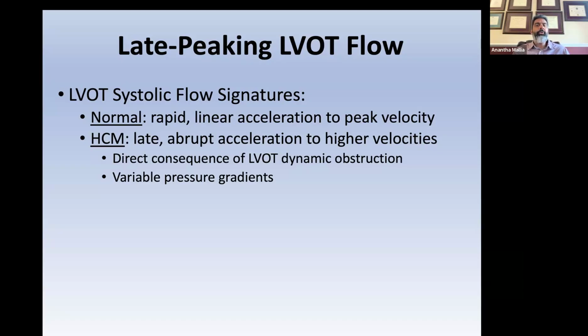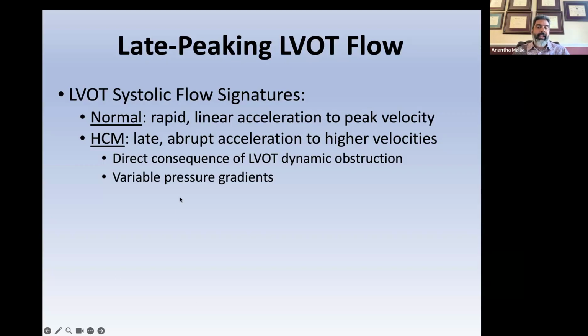The first and probably the most important finding in HCM is what we call late peaking of the LVOT flow signature. What should happen is, let's say you are in your apical 5-chamber view and you do your pulse wave Doppler through the LVOT. You know what that's supposed to look like. It's supposed to look like rapid linear acceleration to a peak velocity and less rapid deceleration to the end of systole. It should look like a knife, like a chef's knife, I guess.